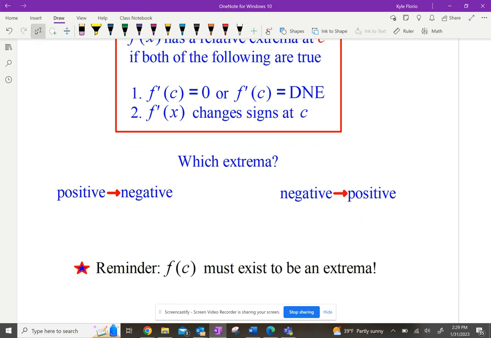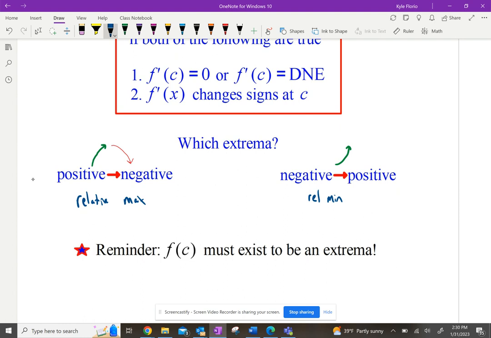So if your function is going from positive to negative, what do you have? Well, if you're going from positive, you're increasing, to negative, that means you're decreasing. When that happens, that means you have a relative max, right? That's a max. When you're going from negative to positive, you're going from decreasing to increasing. That's when we'd have a relative min. Okay.